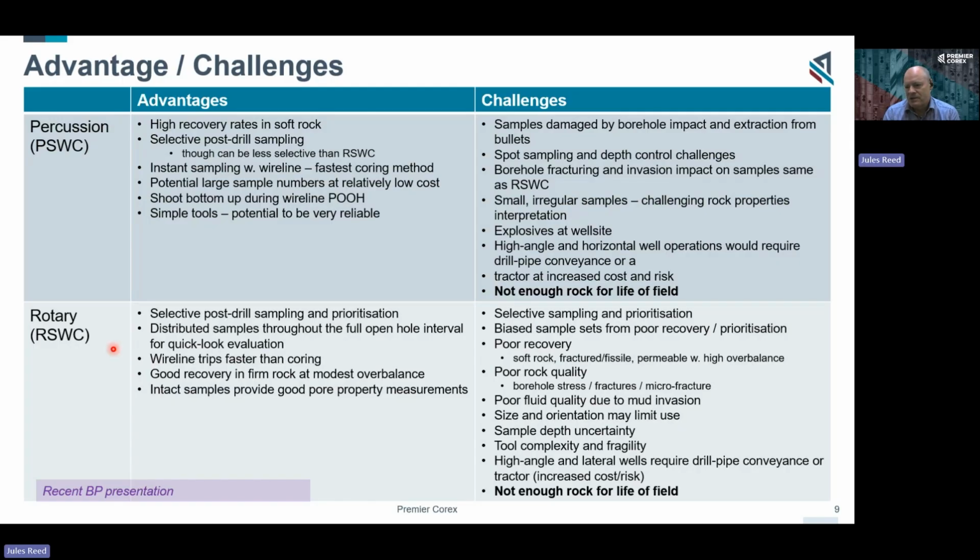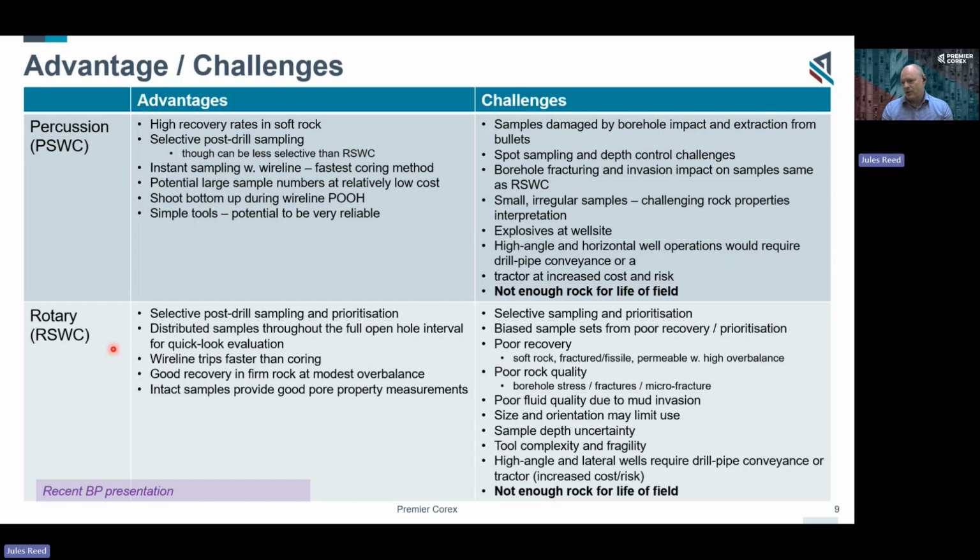And generally with the percussions, because you've got more samples, you may not be so particular about the exact placement of the sidewall location. You could just shoot them bottom up relatively quickly at roughly the proportions or positions and locations that you require during the pull out of hole after the wireline process. And in general, it's a simple tool and pretty reliable.